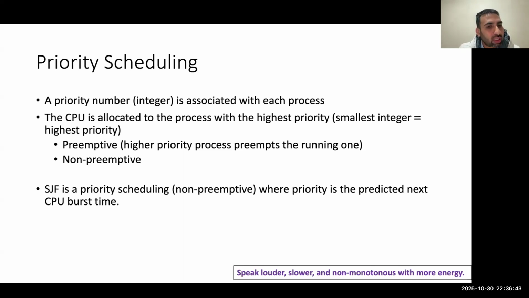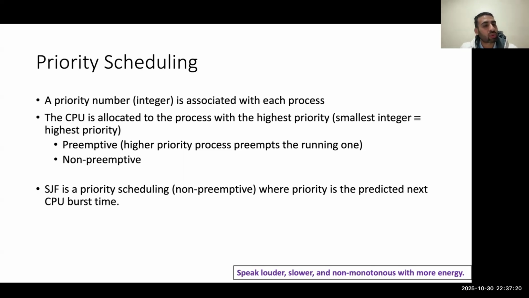Shortest job first is a priority scheduling algorithm, but it was non-preemptive. How is it a priority scheduling algorithm? Remember, in shortest job first, whenever we want to pick a process from the ready queue, we look at the process which has the shortest CPU burst. So the process with the shortest CPU burst has the highest priority. It means that it is a priority based scheduling algorithm, right? The priority is coming from the length of the CPU burst of a process.